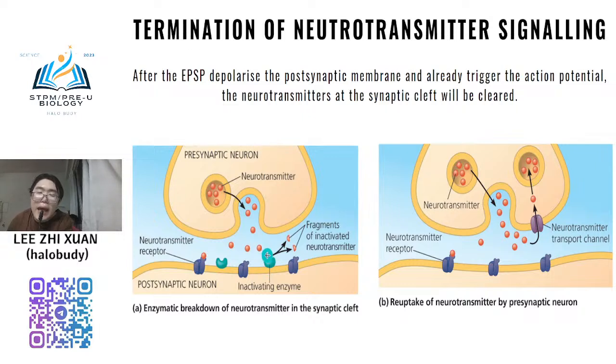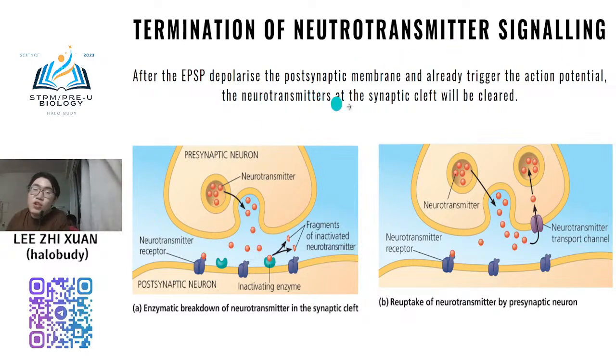You need to know that when the neurotransmitter binds to the receptor on the postsynaptic neuron, once the action potential is triggered, this neurotransmitter will be released. It will come out, but it must disappear from the synaptic cleft. If not, it will trigger again and again. So you need to terminate the neurotransmitter signaling.